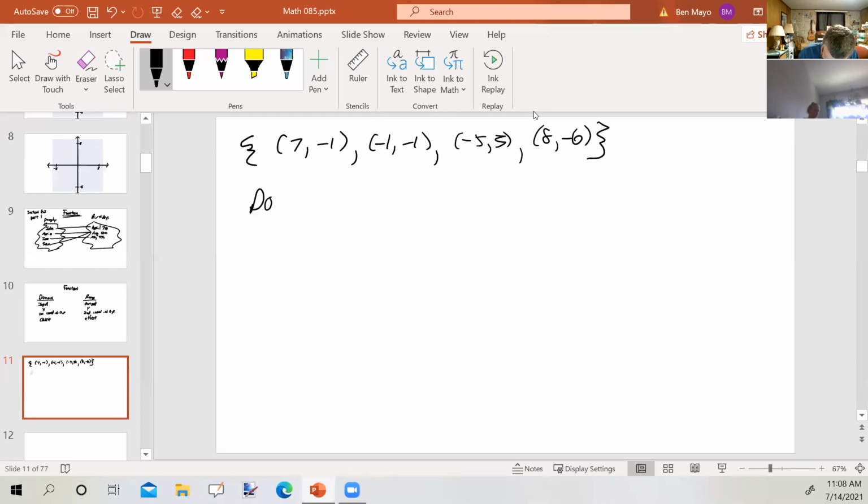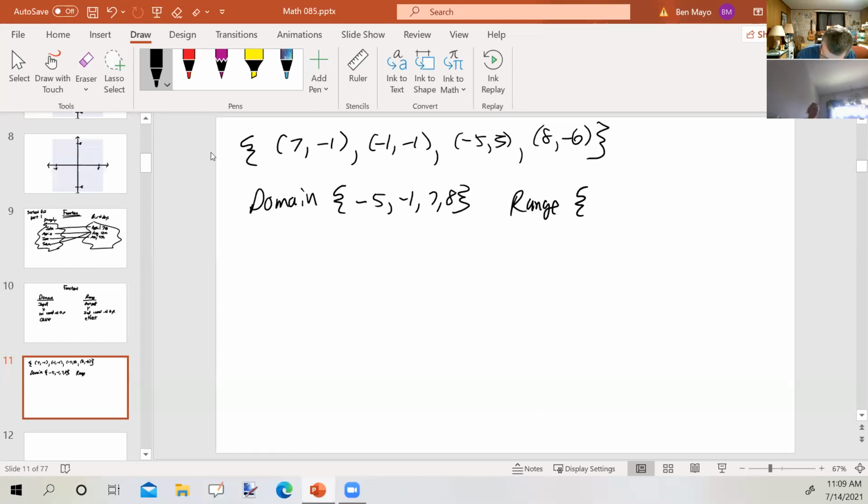So what would the domain of this situation be? Let me give you a clue. It's just the x values. So the domain would be, and I'm going to put them in order, -5, -1, 7, and 8. Those are the x values, the inputs, the cause, the first coordinates in the ordered pairs. So that's the domain.